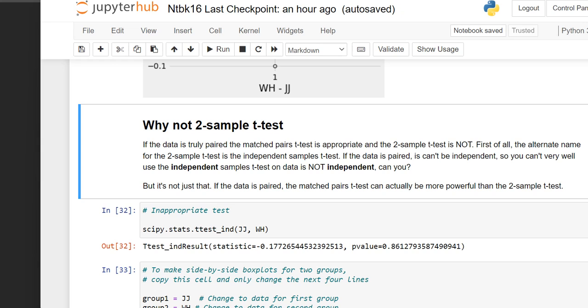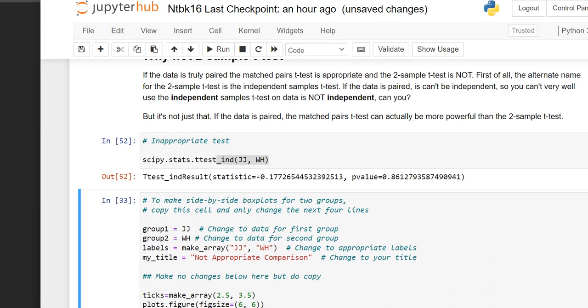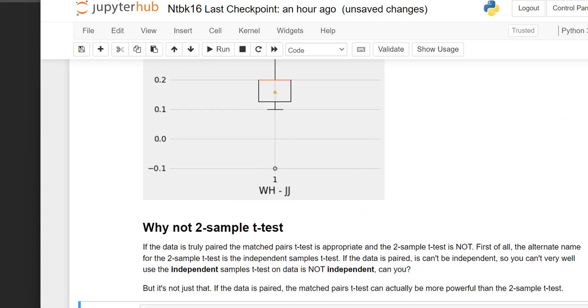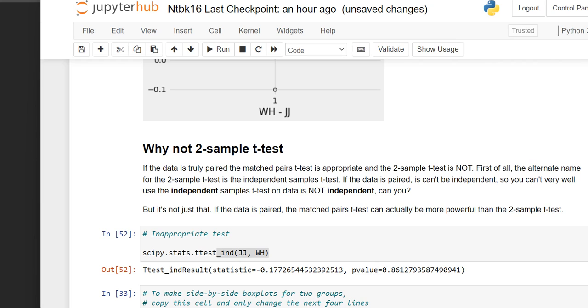We want the best tasting stuff. Now, notice that they can run this t-test independent, just a straight up two sample t-test. But I want you to notice the difference. The p-values are very, very different. If we scroll up just slightly, the p-value that we got when we ran the matched pairs t-test was 0.0011. And now we're getting a p-value of 0.86. Why? Well, we ran the wrong test.